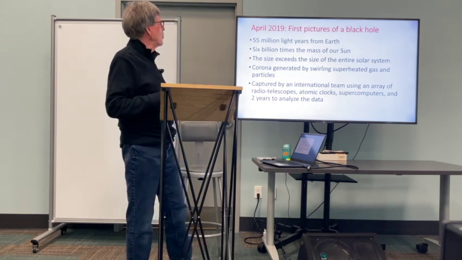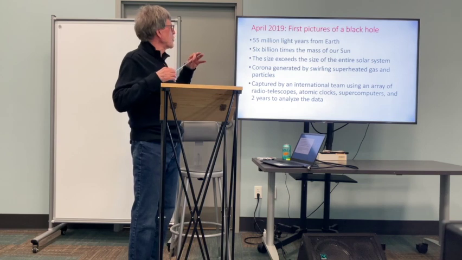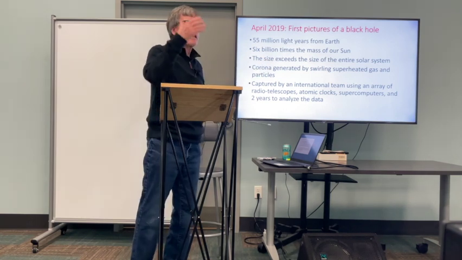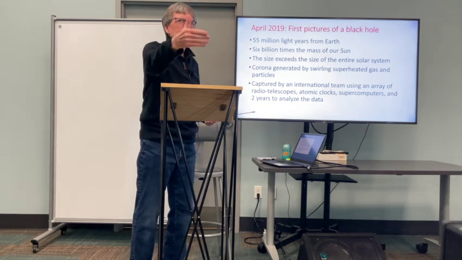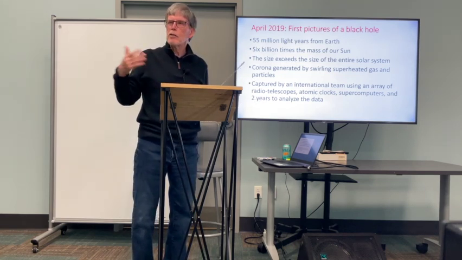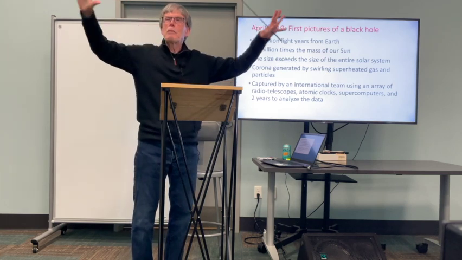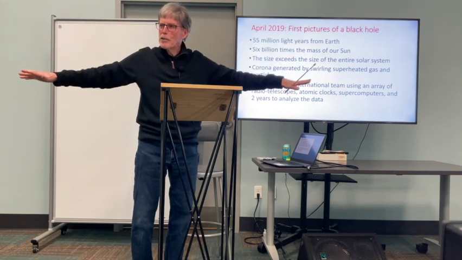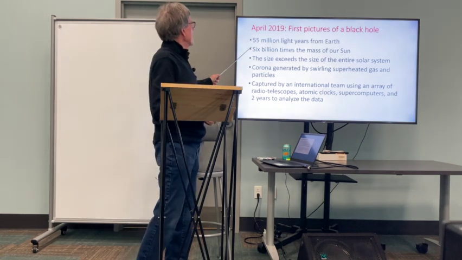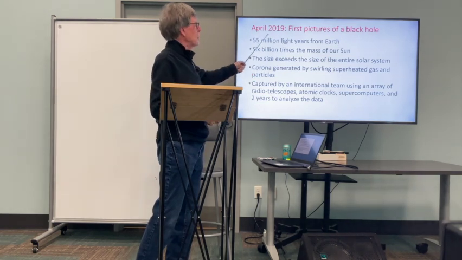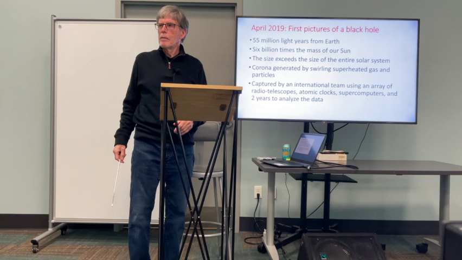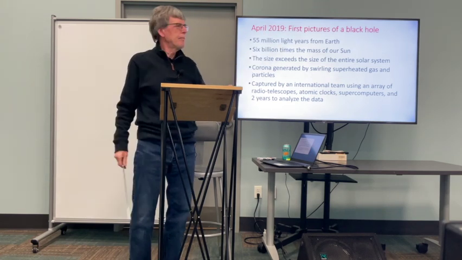So the first pictures of a black hole, well, 55 million light years away. It took 55 million years for the light to come from that black hole to the recording devices here. That's 10 million years after the dinosaurs disappeared. So that's how gigantic space really is. I mean, this is traveling at the speed of light to get here, and it took all that time. That's a long time. It's 6 billion times the mass of the sun, this first one that they spotted. And the size of it was gigantic. It exceeded the size of our entire solar system, our sun and all the planets. Bigger than that. It's a giant.